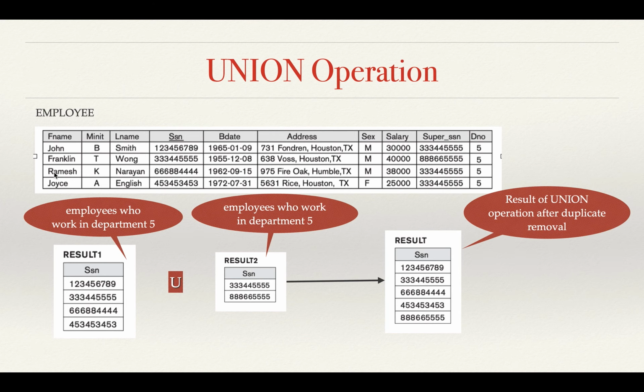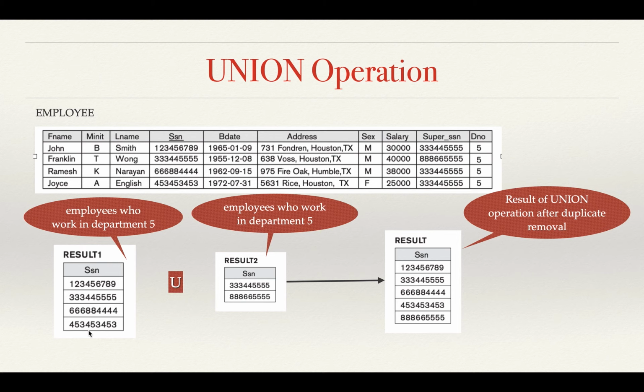So this is your original employee table. Okay, you can see the attributes fname, minit, lname, ssn, bdate, address, sex, salary, super ssn, dno. Right, now this employee relation is the result of your first selection, right? That is, select all the employees who work for department number 5. So you got 4 employees who work for department number 5. From that, you will get result 1.